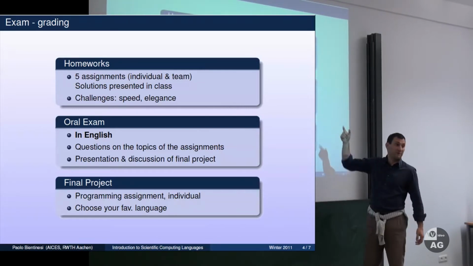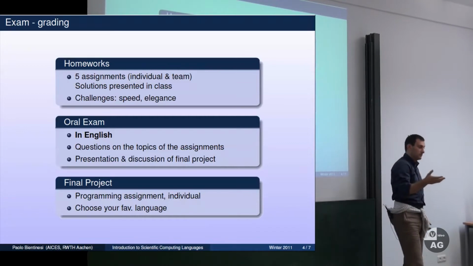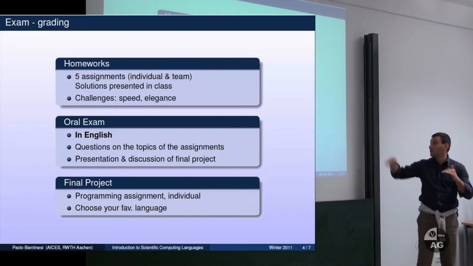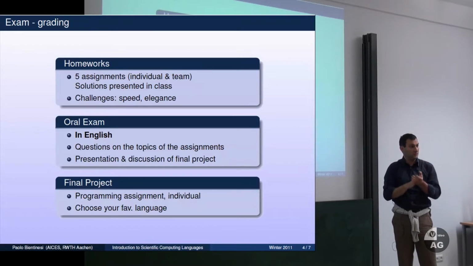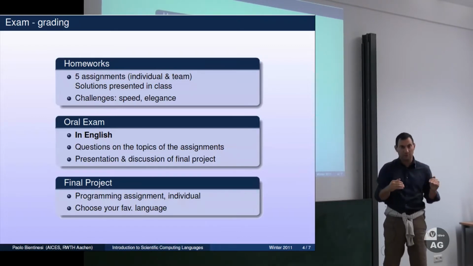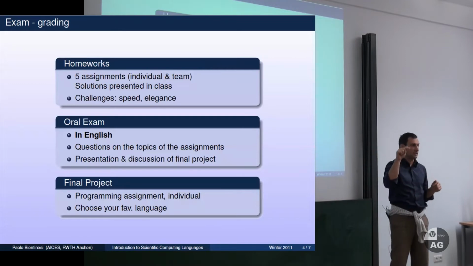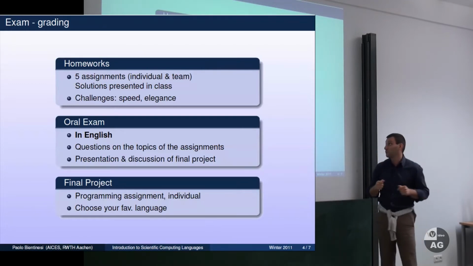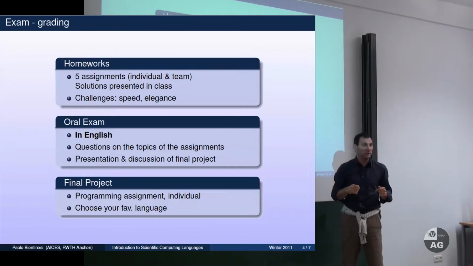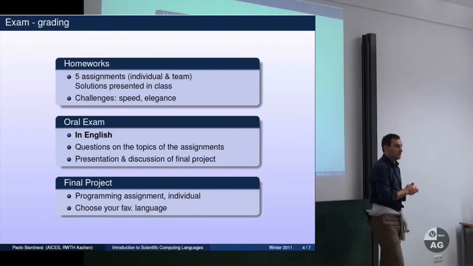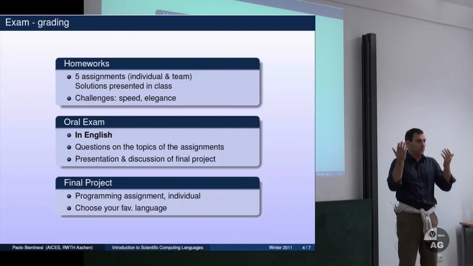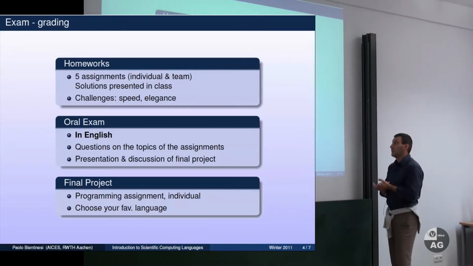If you perform really well in all of the assignments, I think at the end, let's say that you have a grade of X, you will get a grade of X plus 0.3. So if you had 1.7 in the end and you have done a good job in the homeworks, you bump up automatically to 1.3.